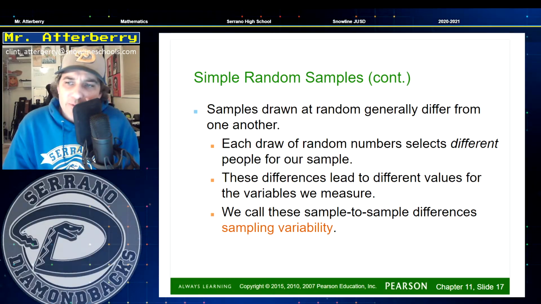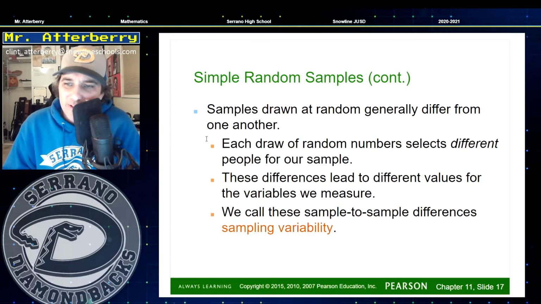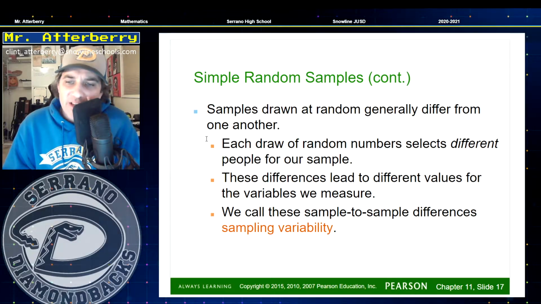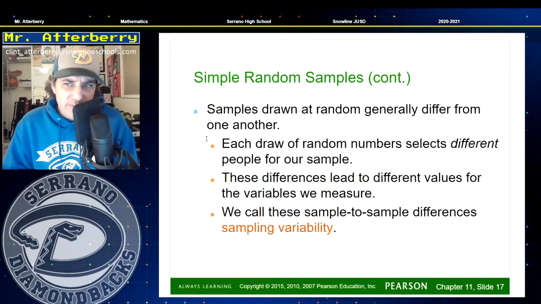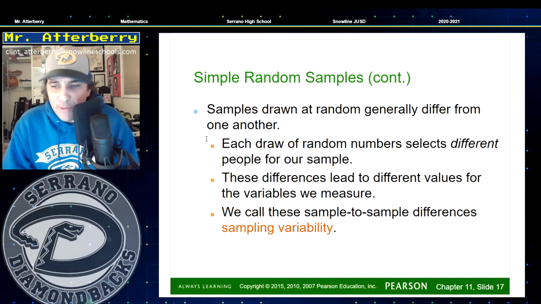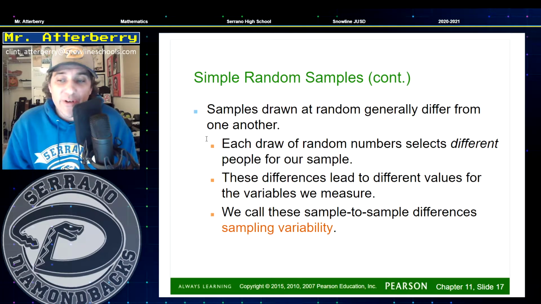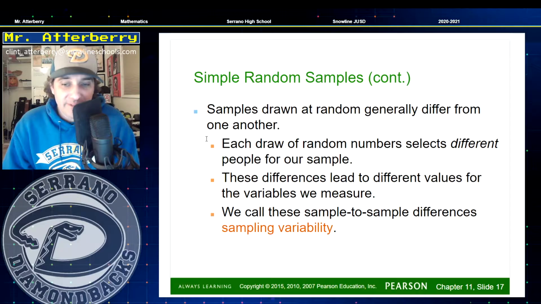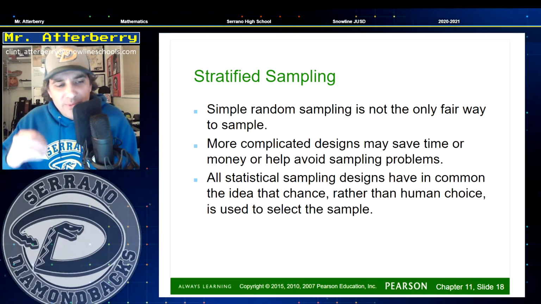Samples drawn at random generally differ from one another. Each draw of random numbers selects different people for our sample. These differences lead to different values for the variables we measure. We call these sample-to-sample differences sampling variability. So, once again, each sample is probably going to be a little bit different, and that's okay. Those little differences from sample to sample are called sampling variability. It varies.